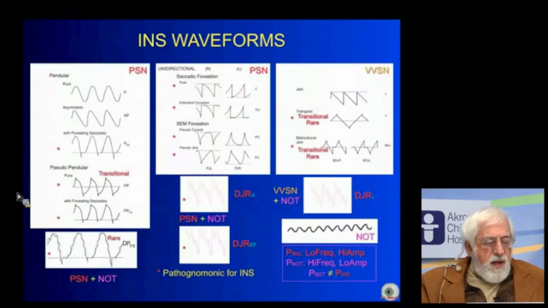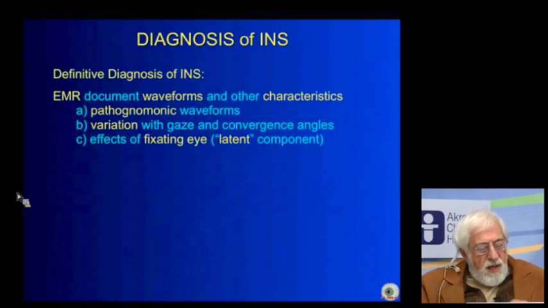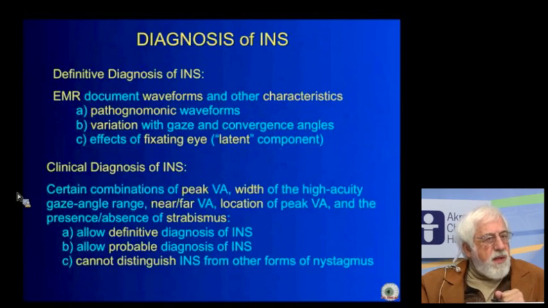So let's move on to the diagnosis. Clearly, eye movement recordings make a definite diagnosis in all cases, no problem. The problem is not many of you have this ability, or even the ability to send your patient to the local EMR lab. Clinically, you can sometimes make this diagnosis with absolute certainty, other times with high probability. But there are groups of characteristics that make it impossible to determine exactly what the patient has without eye movement recordings.